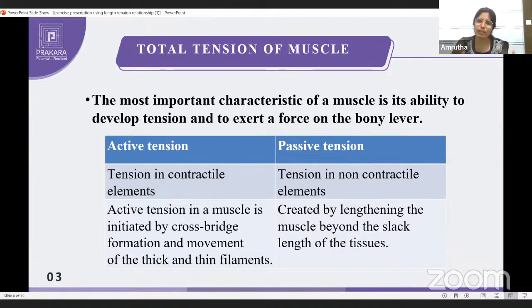So if it is requiring some amount of energy, then that is coming from the structures which actually use energy. Structures using energy here are actin and myosin. Whereas coming to passive tension, it is tension in non-contractile elements, completely about the elastic components. Now, this active tension in a muscle is initiated by cross-bridge formation. If cross-bridge formation is there, then there is active tension.